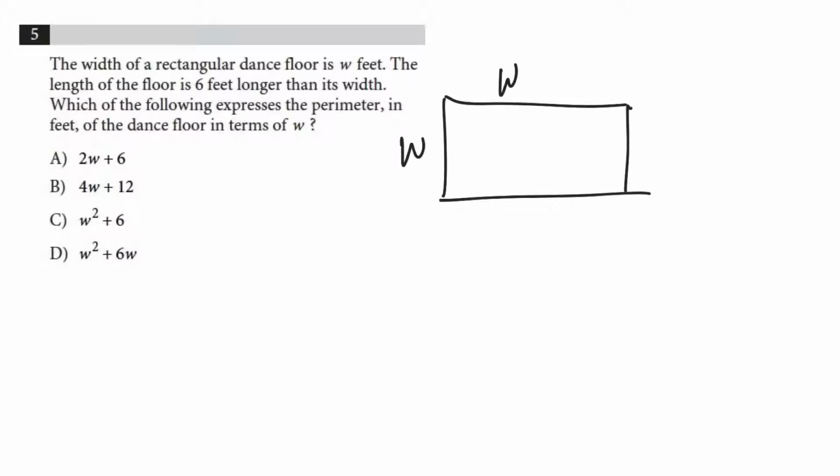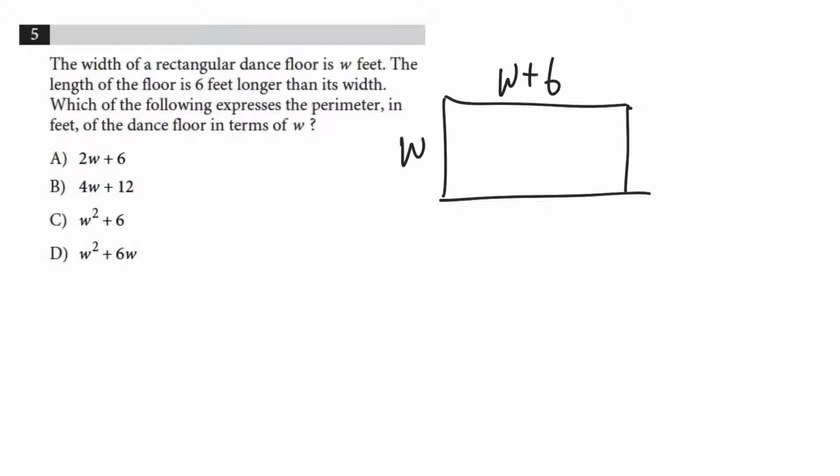5. The width of a rectangular dance floor is W feet. The length of the floor is 6 feet longer than its width. Okay, so I'm just going to like to get a little sketch going as soon as possible. We know that the width is W and the length is W plus 6.